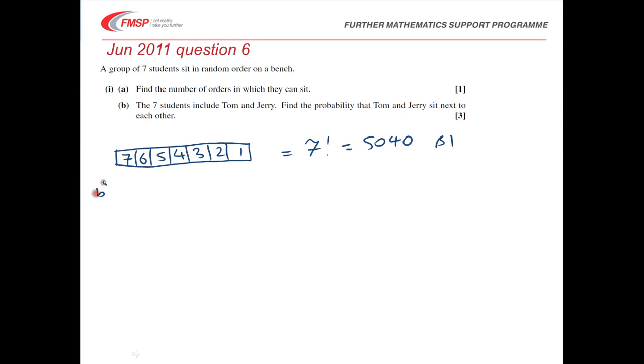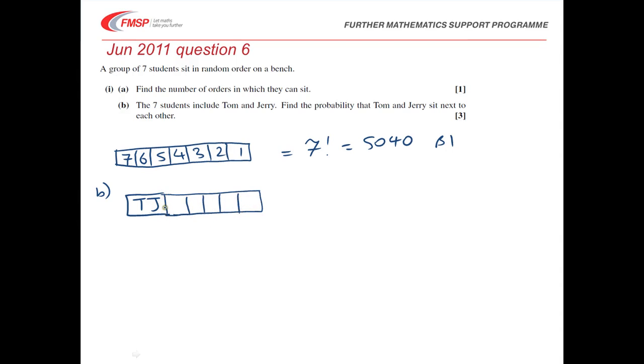Now part B is a bit more entertaining. We've got 7 students, including Tom and Jerry, and they have to sit next to each other. So the way of doing this is to lump them together. So TJ, let's treat that as one person. Okay, so there are now 5 more places to fill.